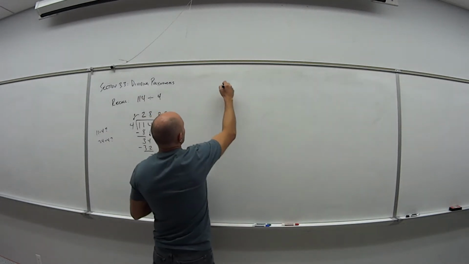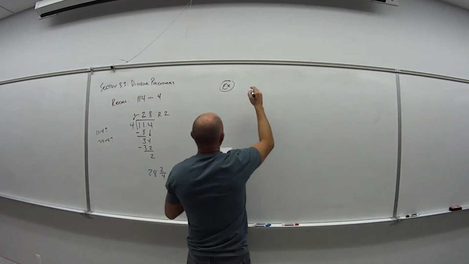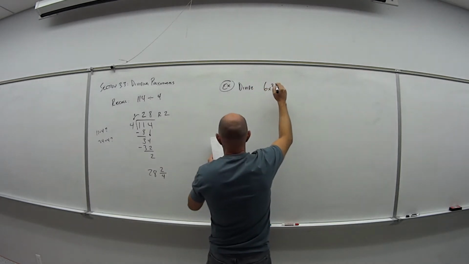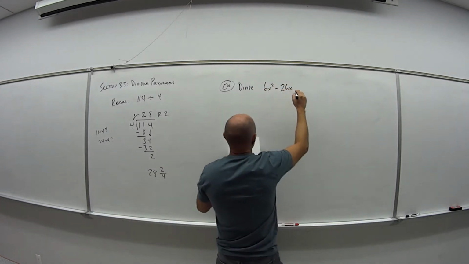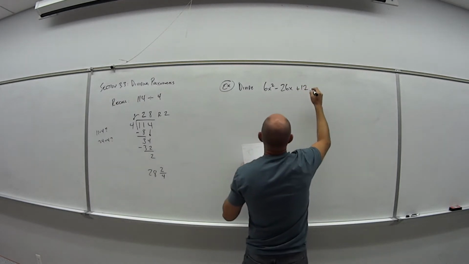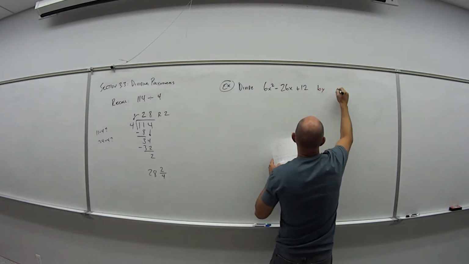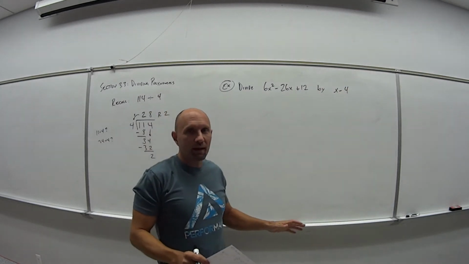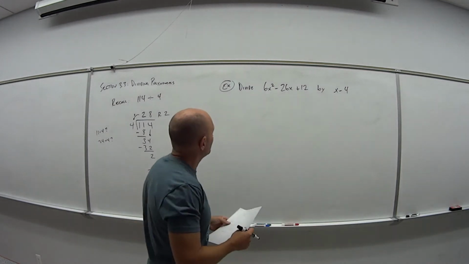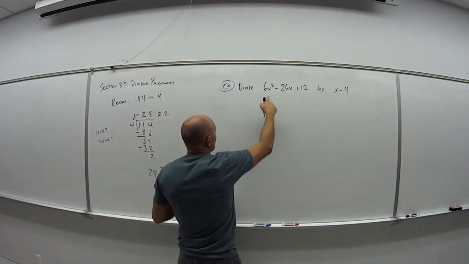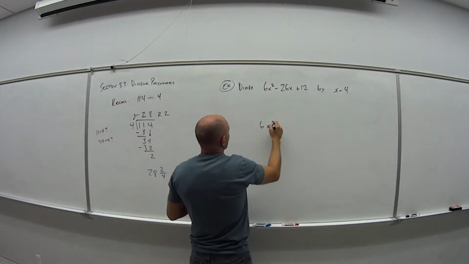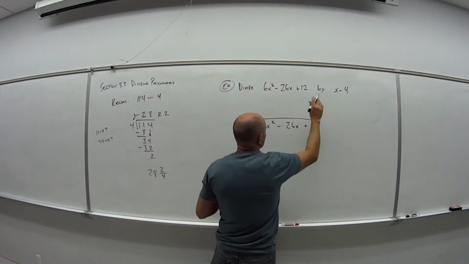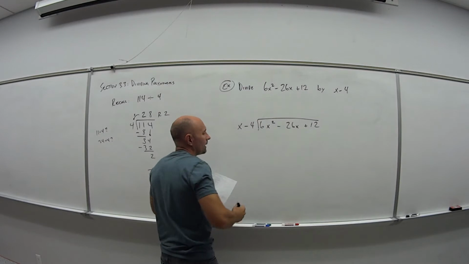The same holds true for polynomials. So if I want to divide 6x squared minus 26x plus 12, we want to divide that by x minus 4. So set it up the same way, follow through the same process, and let's see what we get here. The value that I'm dividing goes inside, 6x squared minus 26x plus 12. And what am I dividing by? I'm dividing by x minus 4.